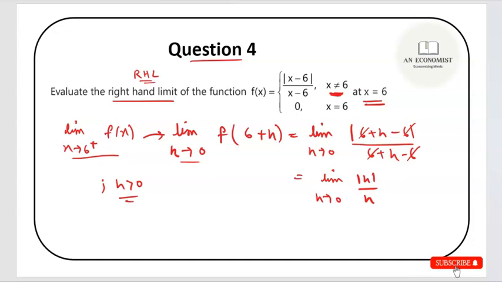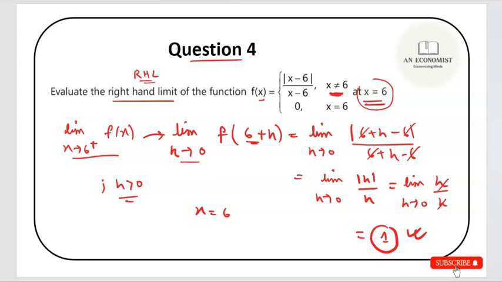So if you break this mod, then you will have only h. Limit h tends to 0, this will be only h, this will be only h, so this will cancel out and you will have 1. So the right hand limit at the point x = 6 is 1. I hope you understood the process. So here what you have to do, instead of x you replace the point at which you are trying to find the limit plus the value h, if you are considering the right hand limit, right?